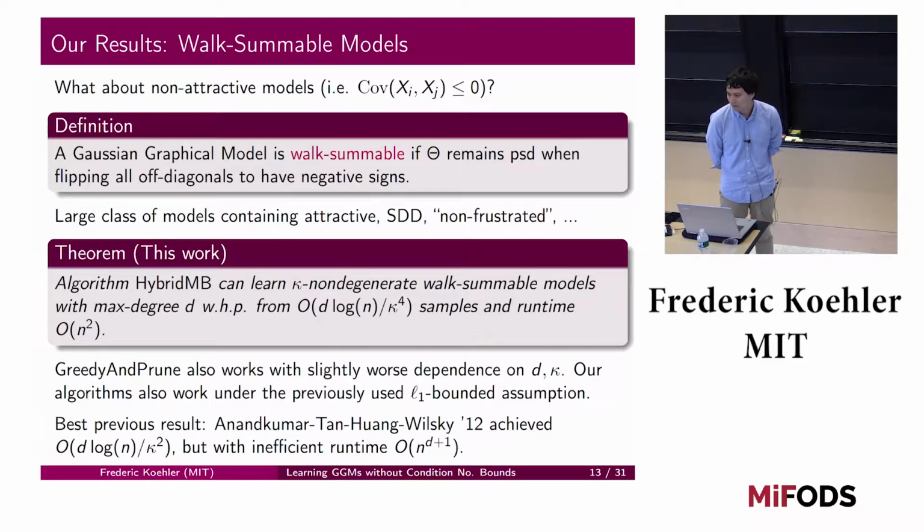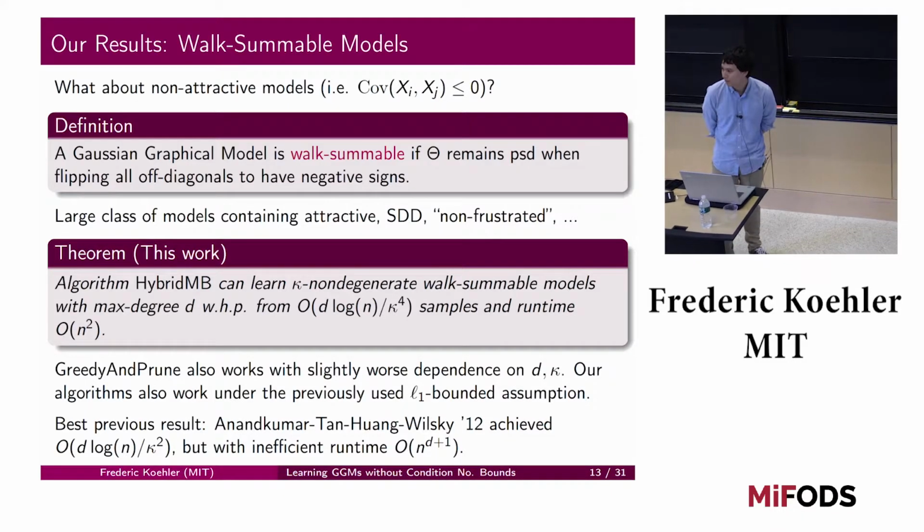Stronger than diagonally dominant? Yes, this includes symmetric diagonally dominant, so it's a weaker assumption. If the graph is a tree, it's Walk-summable. Definitely if it's an attractive tree. If it's not, then I think you can just flip the signs to make it attractive. So I think it's true that it holds for trees.